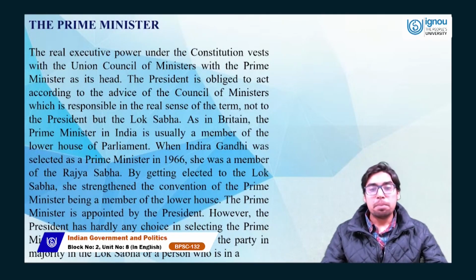As in Britain, the Prime Minister in India is usually a member of the lower house of parliament. When Indira Gandhi was selected as Prime Minister in 1966, she was a member of Rajya Sabha. By getting elected to the Lok Sabha, she strengthened the convention of the Prime Minister being a member of the lower house.